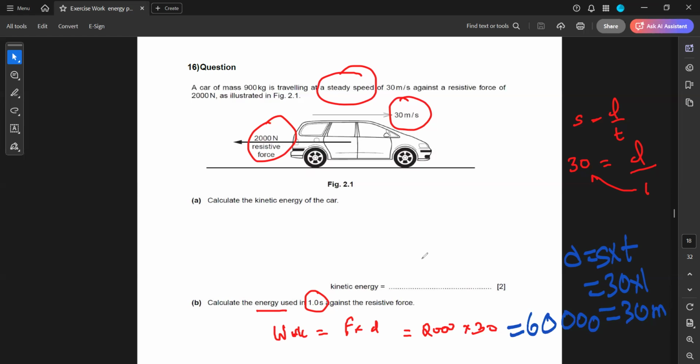So how much was the kinetic energy? The kinetic energy was 405,000 joules. And the work done against the resistive force was 60,000 joules. This much energy is used against the resistive force.